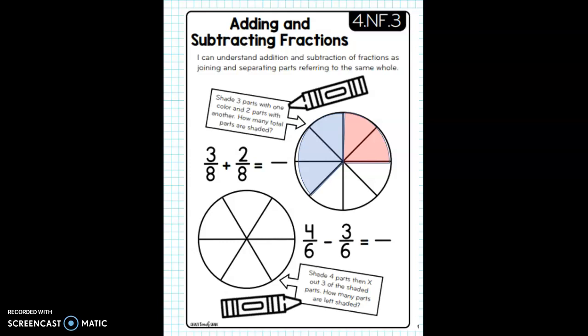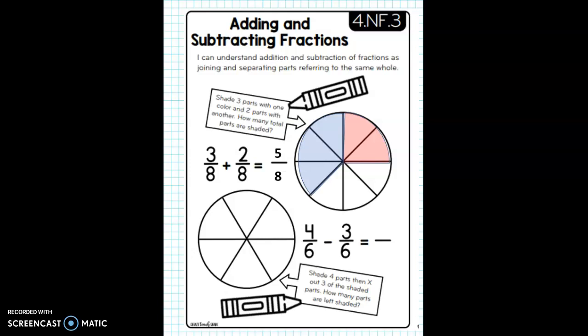Our denominator stays 8 because the circle is made of 8 pieces. We count the number of circle pieces shaded in, and it is a 5. So our answer is 5/8. Add the numerators together, the denominator stays the same.